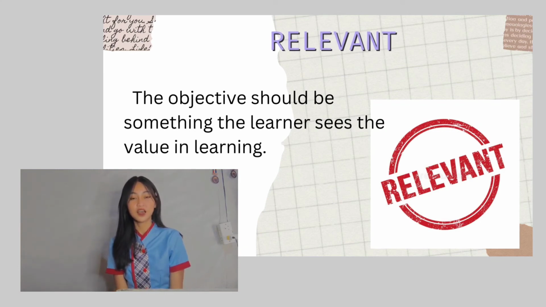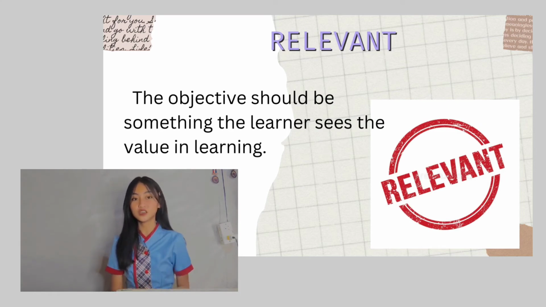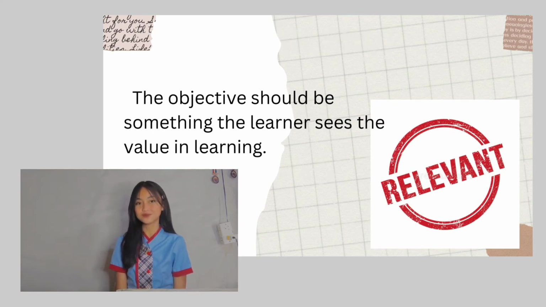Relevant. The objective should be something that the learner sees the value in learning. Don't teach materials that are not important or won't be used. Remember that your training should matter to your learners. Review this list of adult learning principles to see the importance of this. And to make this more clear, if you're creating job training, your learning objectives should teach workers to perform skills they'll perform on the job after the training is complete.